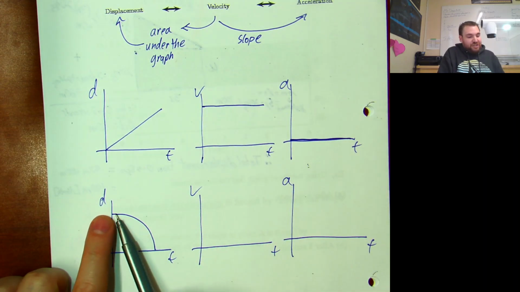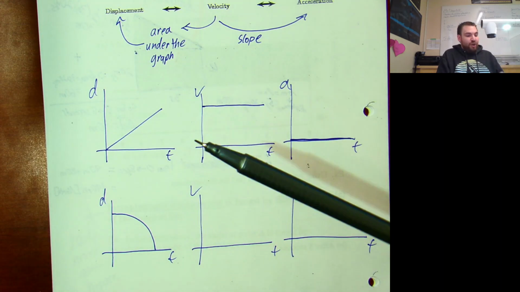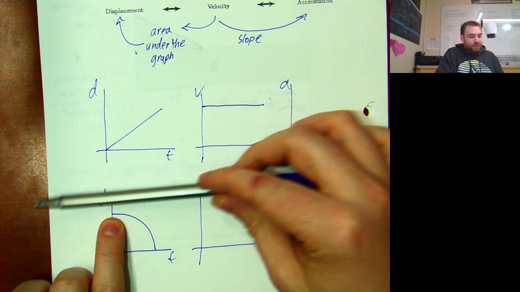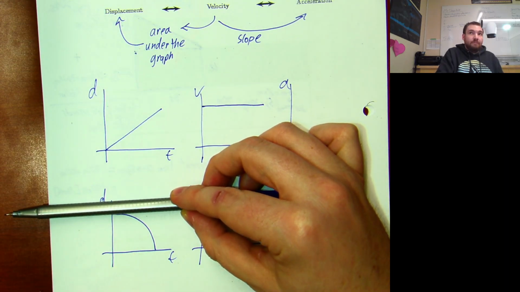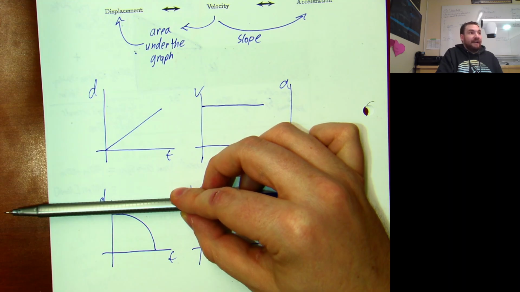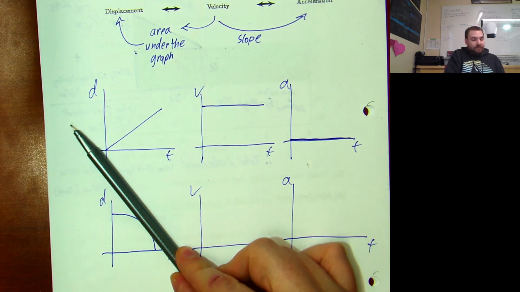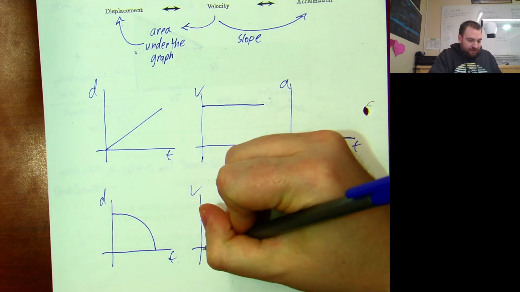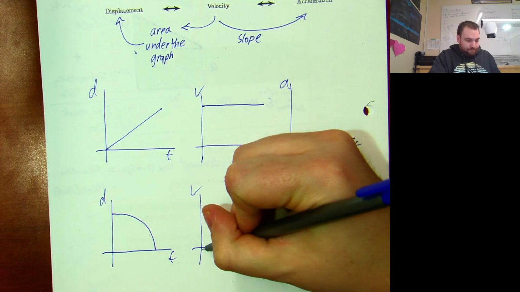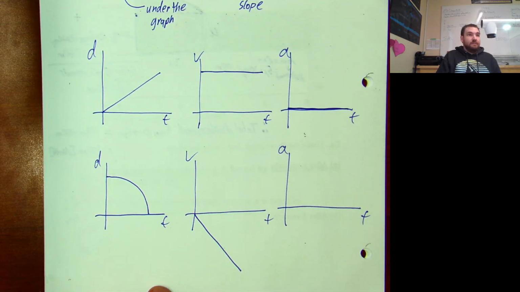My velocity is going to start where? The velocity represents the slope of a graph. What's this one look like? What's the slope of a flat line? 0. And then what's happening to it? It's getting more and more negative. That's weird. So my VT graph is going to look like what? It's going to go that way, because it's getting negative.